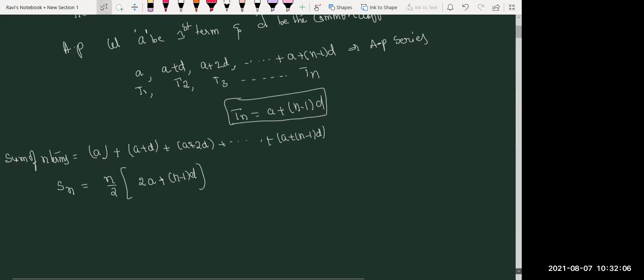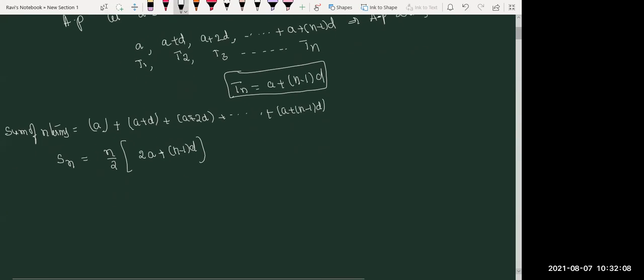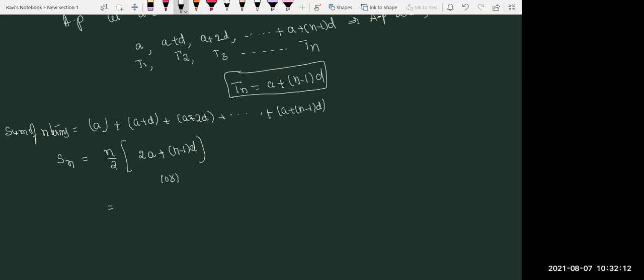So this we can also write as Sn equals n by 2 into (first term plus last term). This can also be written as Sn equals n by 2 into (first term plus last term). Note down these points, all of you.